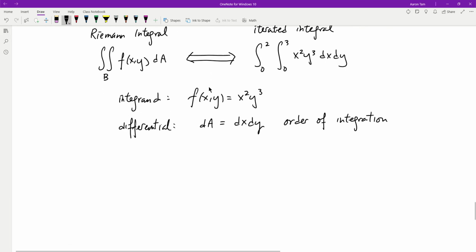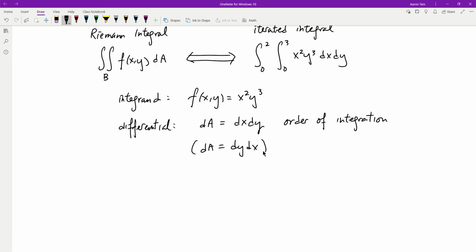So to be fair, this dA can also equal dy dx if you're using a different order of integration. So a general note is that dA, the area differential, is actually equal to kind of the length times the width, and the length could be called dx and the width could be called dy, or vice versa, depending on which way you look at how to calculate the area. So there's a choice there.